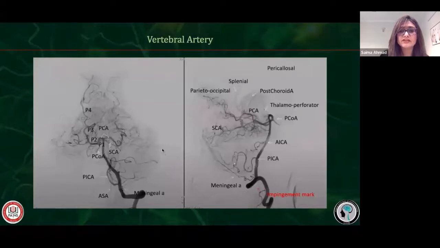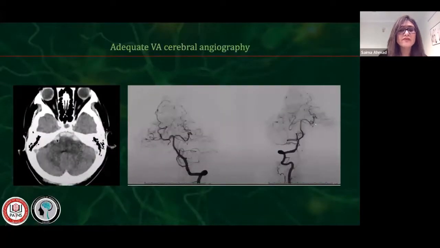So occlusions of the PCA are very drastic, because they supply the peduncles. So we should be very careful when dealing with this area. This area is very important because it has the medial and the lateral thalamoperforators. So whenever we have any kind of prepontine hemorrhage, we should always perform bilateral vertebral artery angiograms. Mostly people do only one vertebral angiogram, which is not enough. So our study is complete when we do bilateral vertebral angiograms.